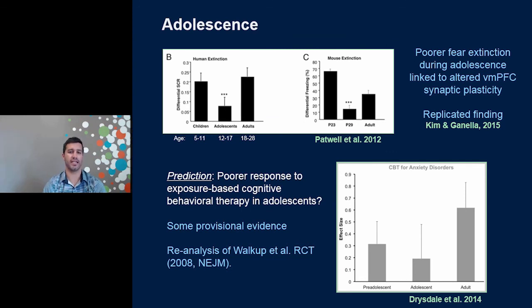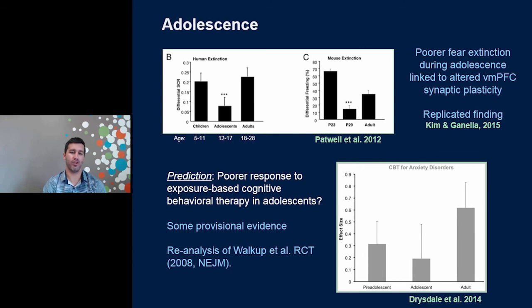These are some pretty elegant studies, actually, that have shown that fear extinction is selectively impaired in adolescence, and this has been linked to changes in the plasticity or activity of these parts of the brain, the ventromedial prefrontal cortex. This leads to the prediction: if fear extinction is selectively impaired in adolescence, does this translate in a clinical sense to a poorer response to exposure therapies, which of course are based on the principles of fear extinction?